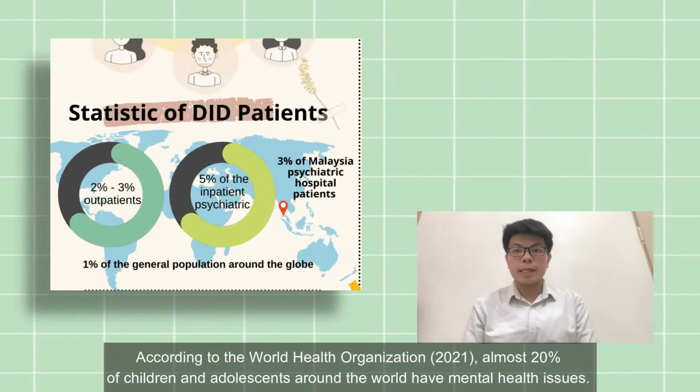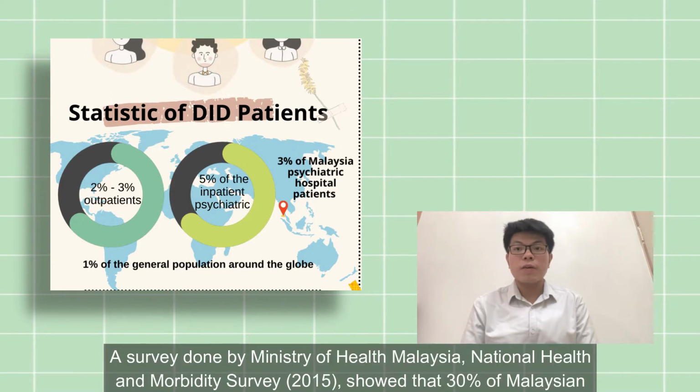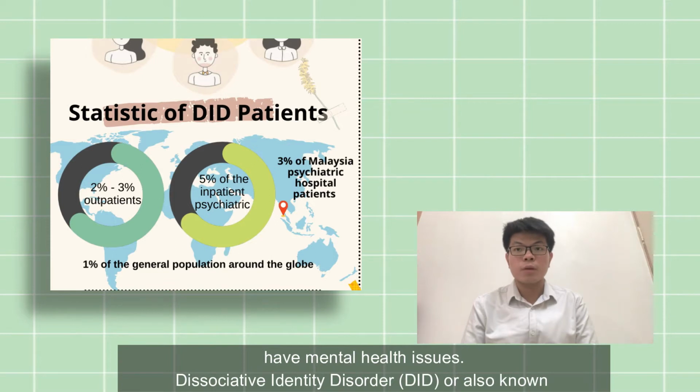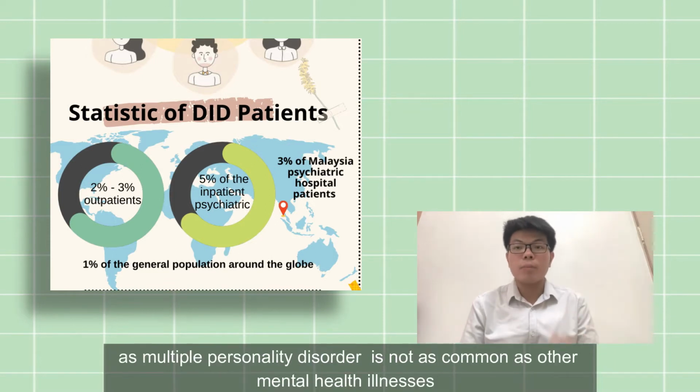According to the World Health Organization, almost 20% of children and adolescents around the world have mental health issues. A survey done by the Ministry of Health of Malaysia, the National Health and Morbidity Survey, shows that 30% of Malaysians have mental health issues. DID, also known as multiple personality disorder, is not as common as other mental health illnesses.